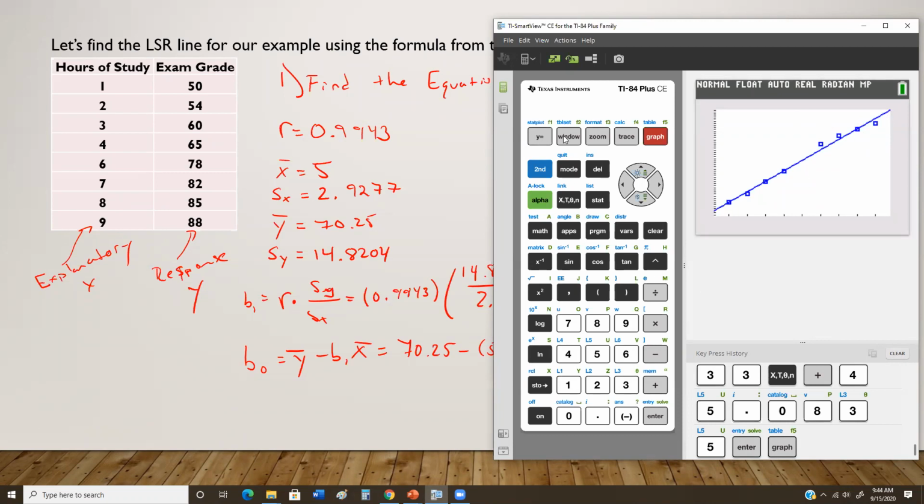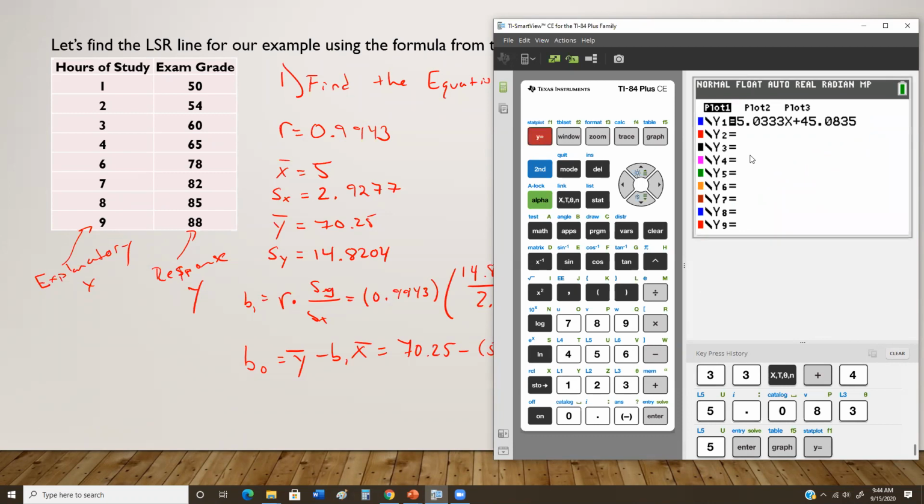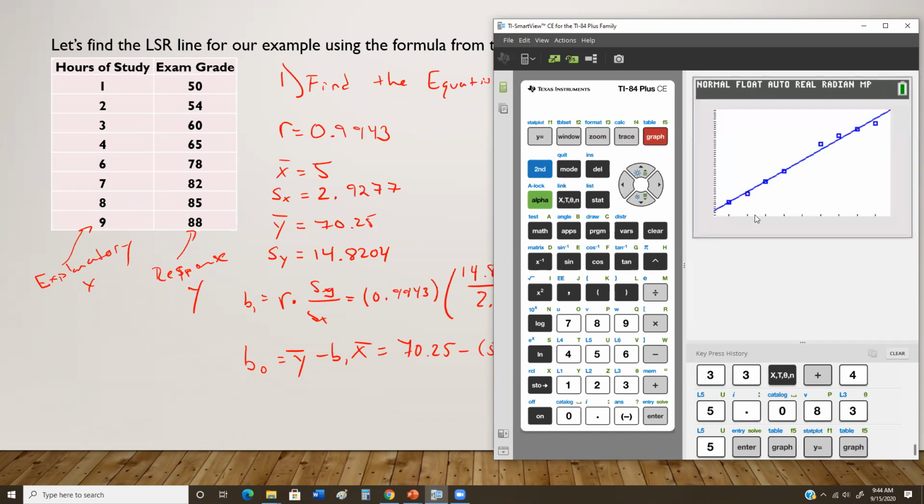So did you press Y? Oh, I know what you did. Under Y equals, do you not have this X right here? No, I do. So you have 5.0333 times X. You press this button. Yeah. And then you have plus 45.0835. Yep. And when you press graph, is it a vertical line or a horizontal line? It's a vertical. It's a vertical line.